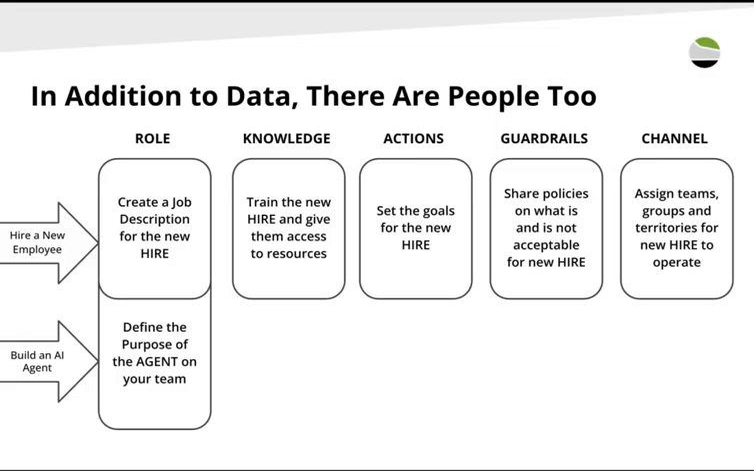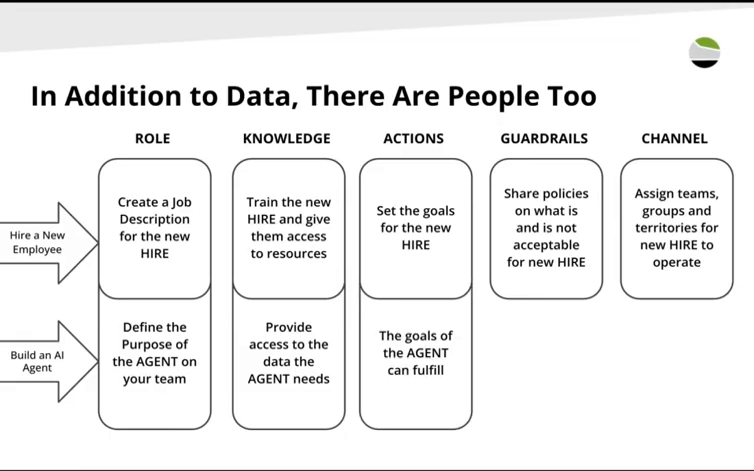It's a defined purpose. All right. Once you do that, you've got to give access to the data for this agent. Now, you don't give the agent access to your entire organization, your entire database, just like you don't give a new employee that access, right? You give them access to the data they need to do their purpose. And then you have to set a goal. What is it the agent is doing? What is their objective? What are their goals?